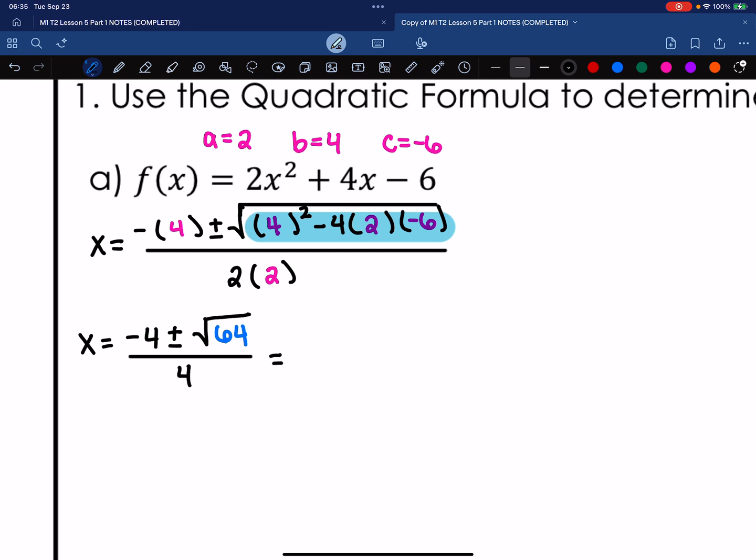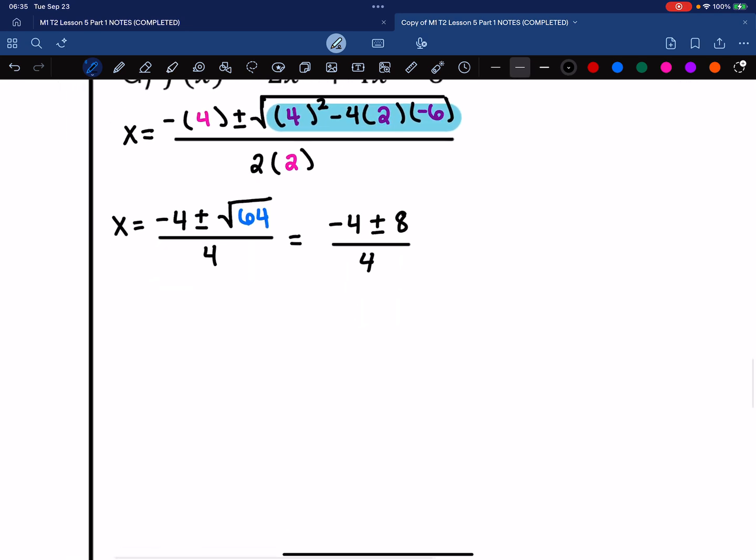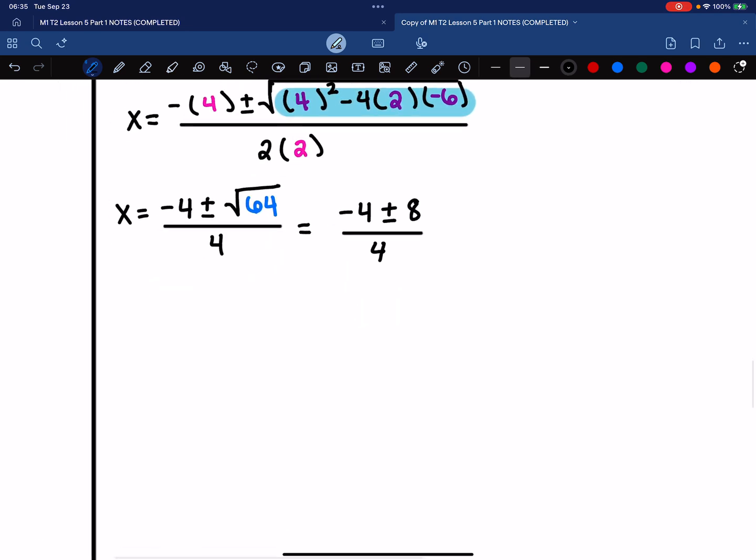So from here, we simplify. What is the square root of 64? That is 8 over 4. Okay? So now that we've done this, we're able to write two equations. We have x equals -4 plus 8 over 4, and then x equals -4 minus 8 over 4.